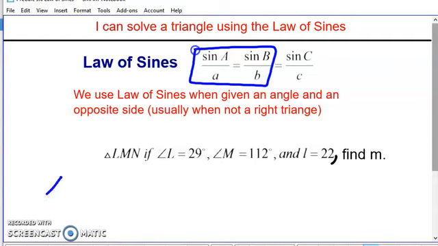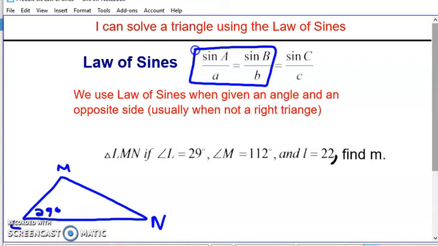So if I'm given this triangle here, I'm going to start by quick drawing a triangle. I'm not going to be too picky about it being proportional. I just really want to know what sides are opposite what angles. So I look at this and I need to look for an angle and an opposite side. So 29 is opposite 22, and I'm looking for M, and angle 112 is opposite that. So I'm going to go angle over opposite side equals angle over opposite side.